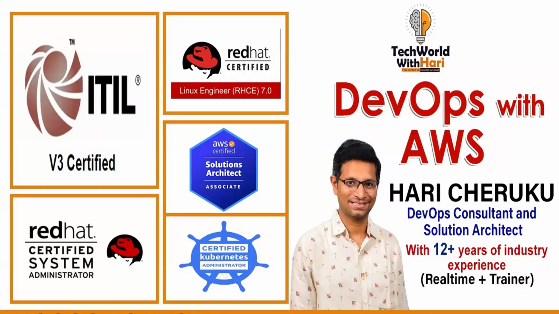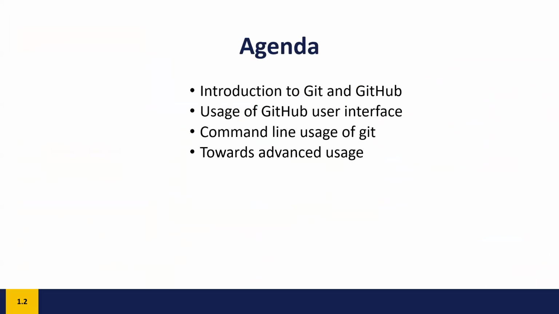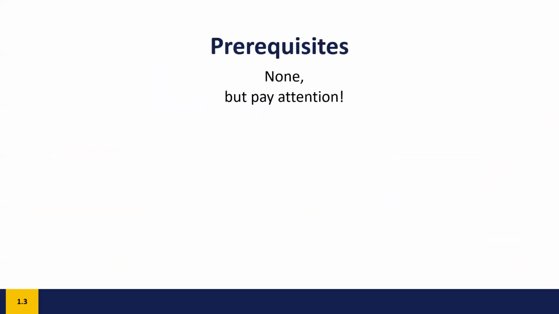Okay. The agenda for this course is introduction to Git and GitHub, usage of the GitHub user interface, how we can use the GitHub user interface, and command line usage of Git. This is for the remote GitHub and this is for the local Git, how we can push and pull the code, and towards advanced usage we'll discuss. What are the prerequisites to learn this course? There is no prerequisite, none, but pay attention.